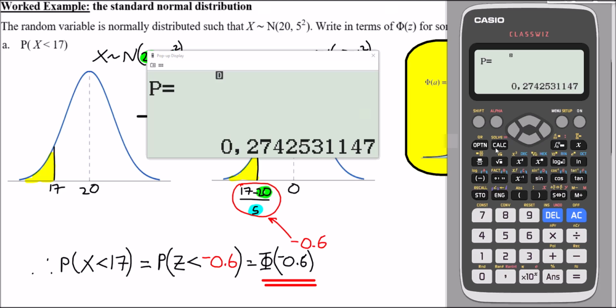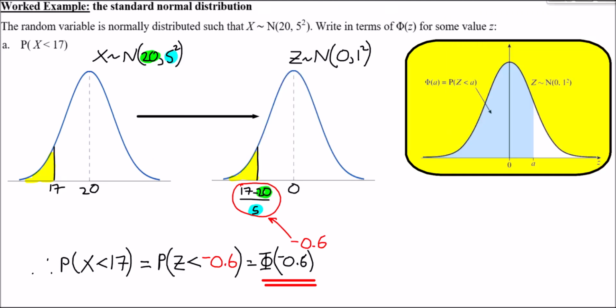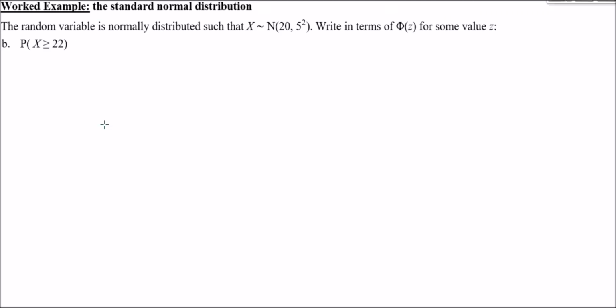It makes everything into a standardized form, which is why it's so useful and so powerful. Let's have a look at part B. So part B, using the same distribution, where it's normally distributed with a mean of 20 and standard deviation of 5, we now want to work out the probability of this distribution taking a value of 22 or higher.